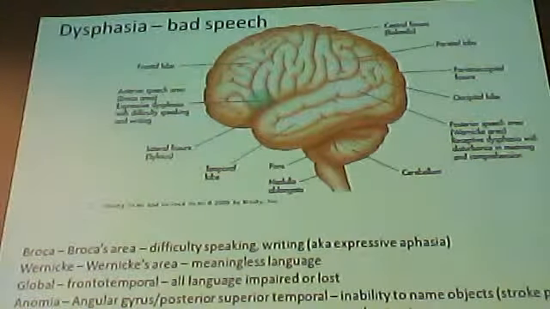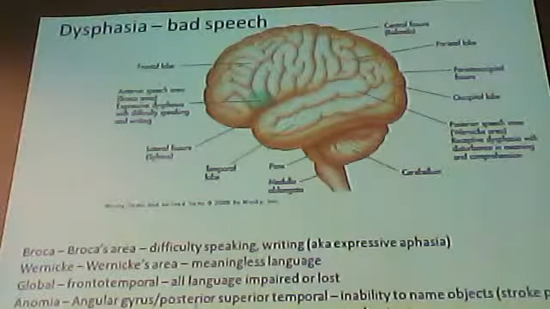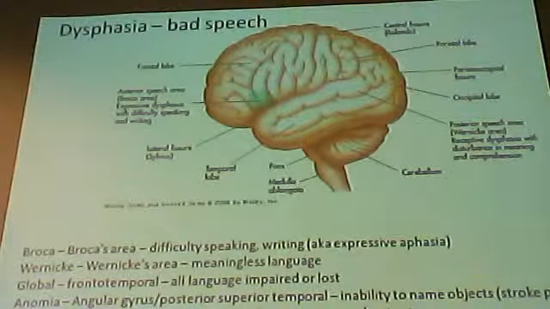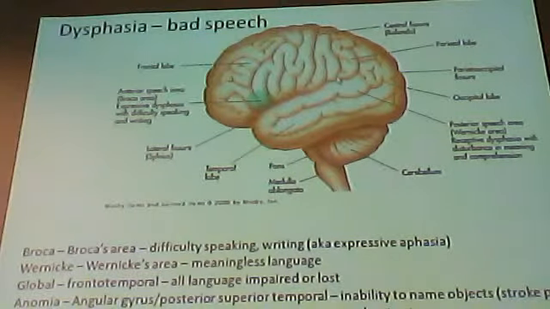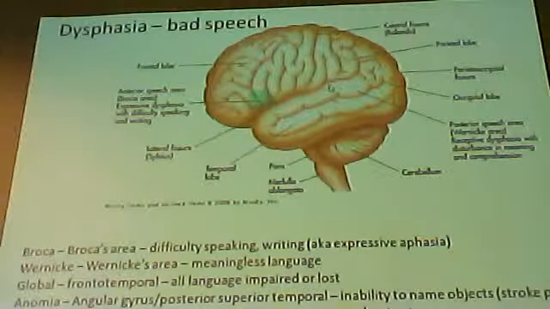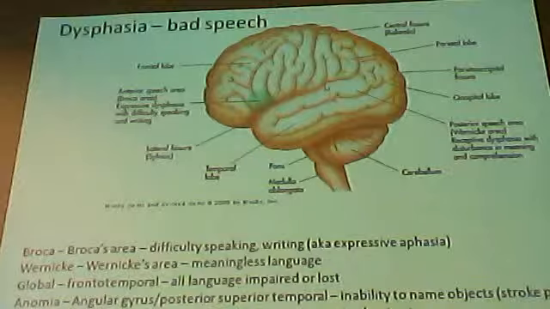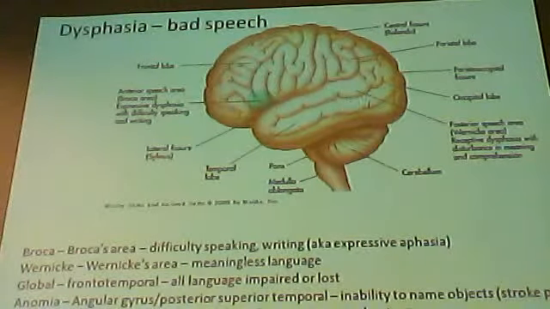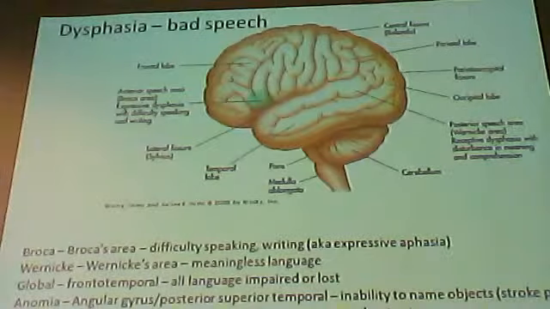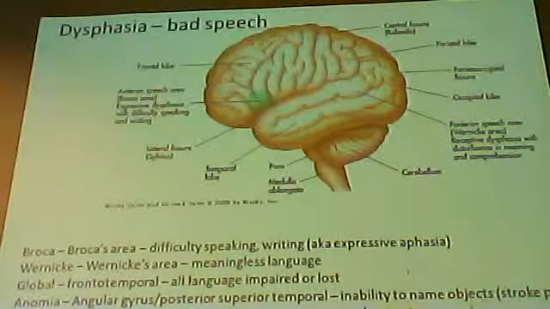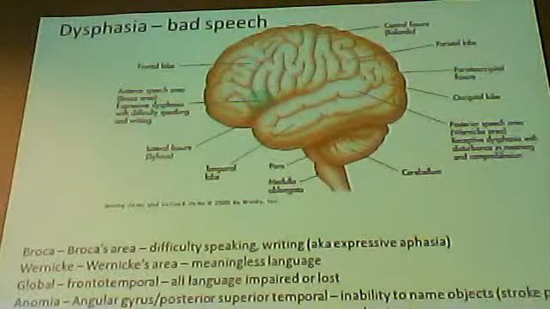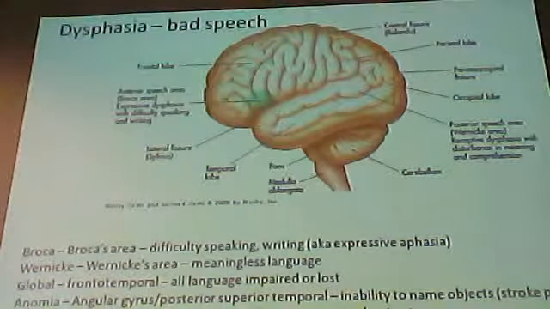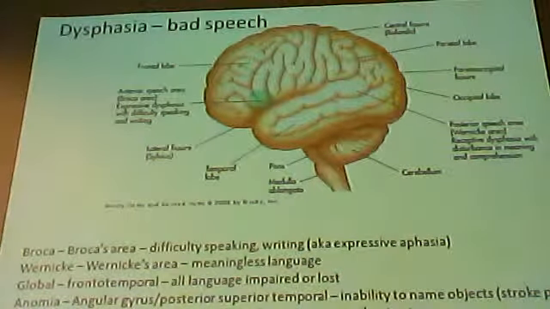Anomia is a problem with the angular gyrus, or the posterior superior temporal part. Posterior means in the back, superior meaning higher up, temporal is on the sides, it's kind of like this area. So you could have a problem with anomia, inability to name objects. It's near Wernicke's area. Transcortical motor, anterior presylvian fissure.